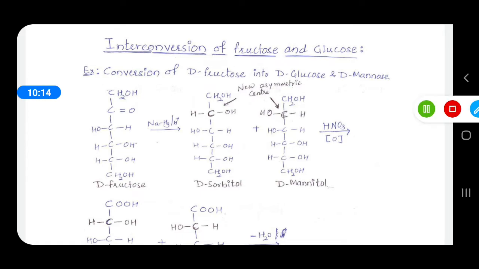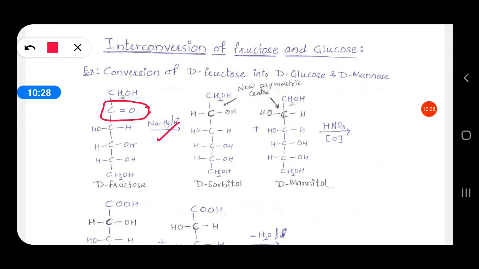So for that, D-fructose is reduced again with sodium amalgam in presence of dilute HCl. When it is reduced, the C double bond O undergoes reduction and it forms two isomers. So this is the configuration at the second carbon, the C double bond O. If the OH group is on the right side, then it is D-sorbitol. If the OH group is on the left side, then it is D-mannitol.